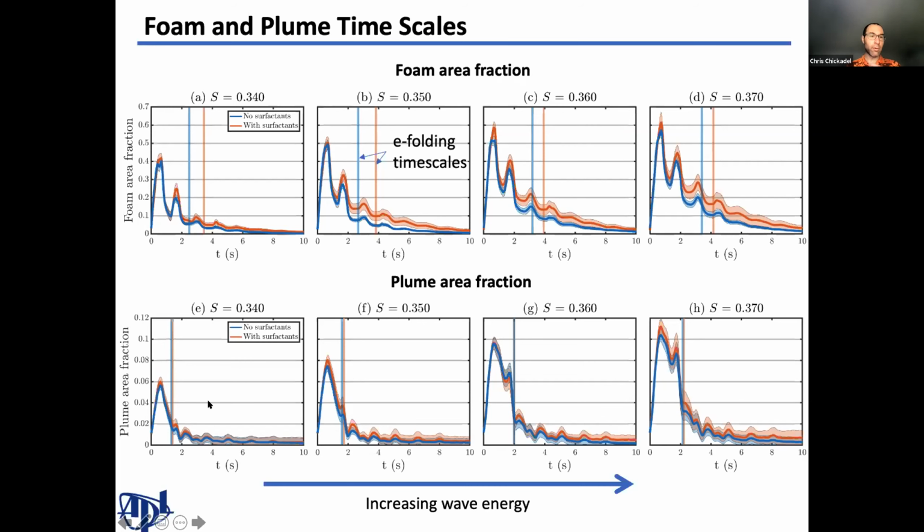The plume area, right? So the submerged bubble plume area, ensemble time series is shown again with wave energy increasing from left to right. And you can see very little difference between with and without surfactants. The e-folding timescales estimated from each of these curves nearly lie one on top of the other.